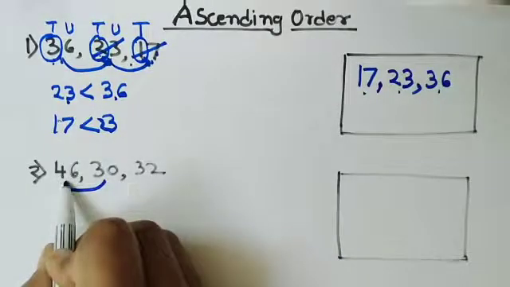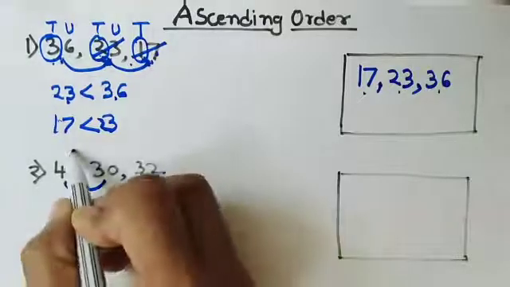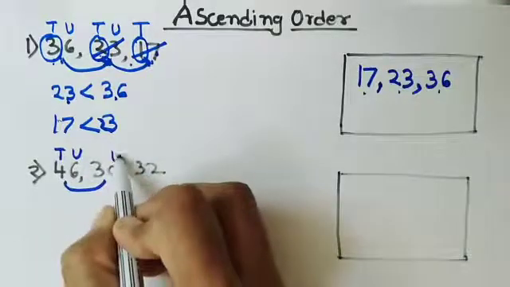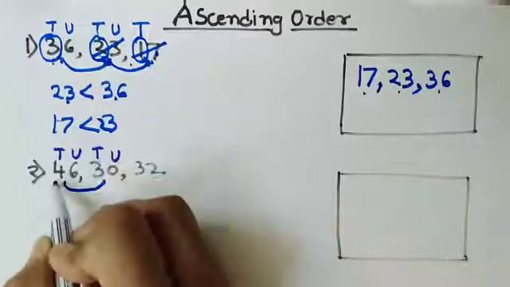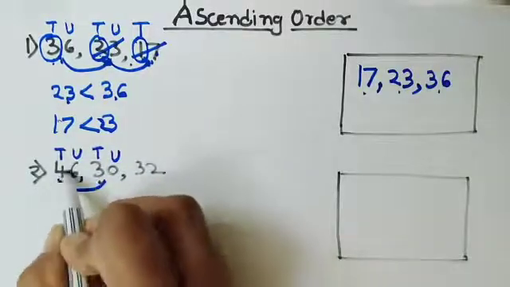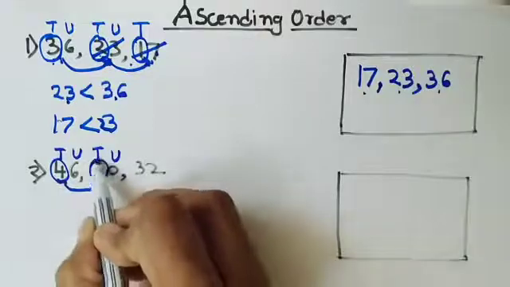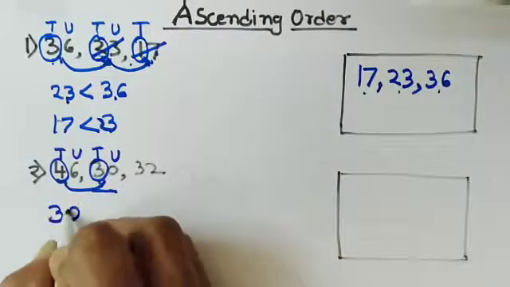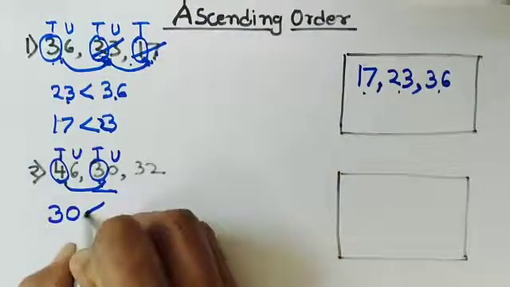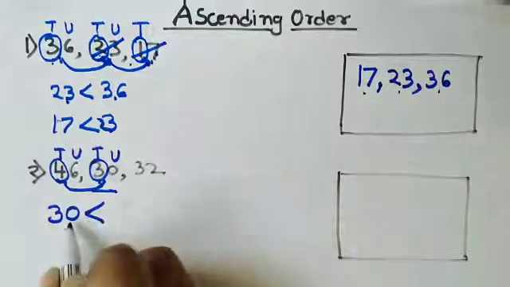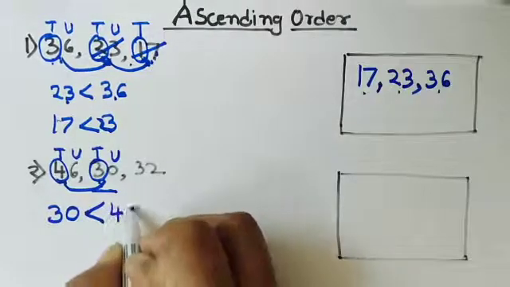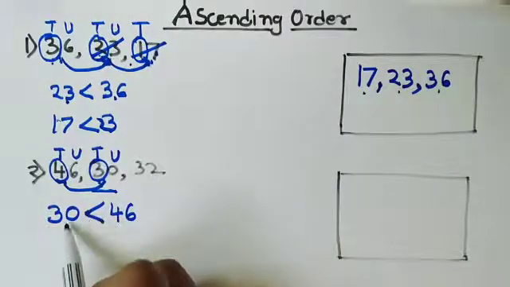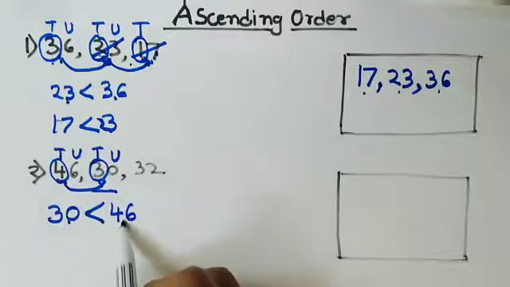Here we have number 46. In 46 we have 4 at the tens place, and in 30 we have 3 at the tens place. So out of these 2, 4 is greater and 3 is smaller. So we understood that 30 is smaller. So we will write the closed mouth of our crocodile towards the 30 and the open mouth towards the greater number. So now we have understood that 30 is smaller than 46.